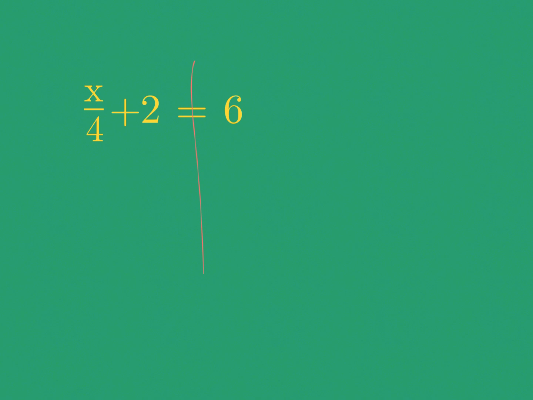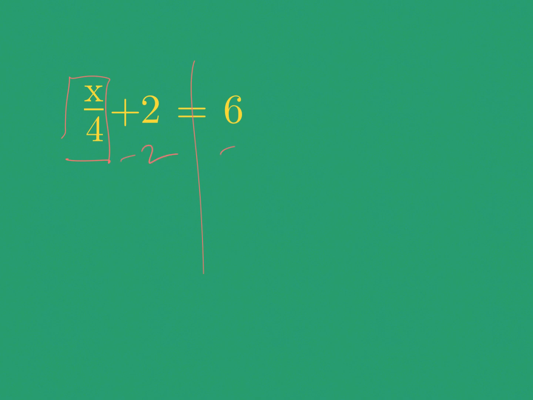X over 4, okay? That x over 4 is the term that contains the variable. I'm going to refer to that as the variable term. Your first job is to isolate that variable term. What else is on the left side with x over 4? Positive 2, okay? That is probably what you need to get rid of first. Guys, more times than not, you are probably going to add or subtract something first. So how do we get rid of a positive 2?